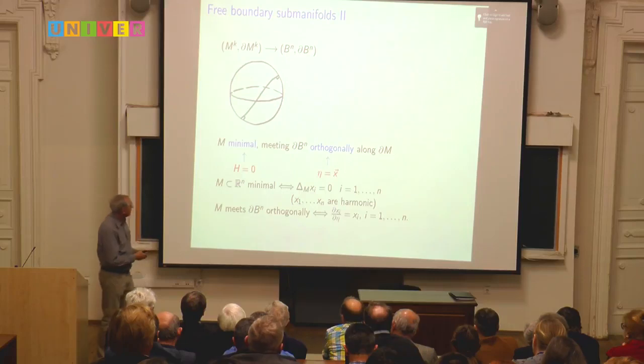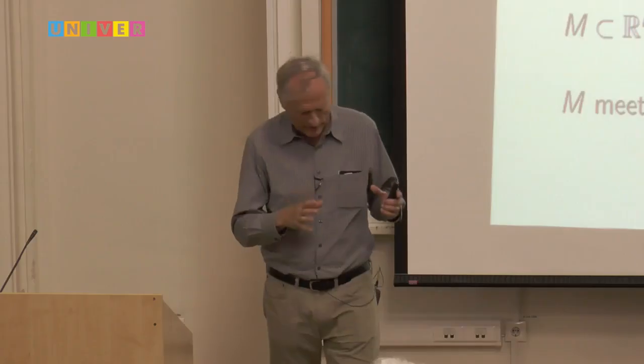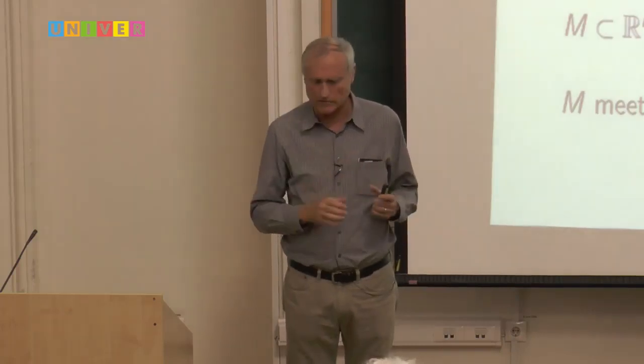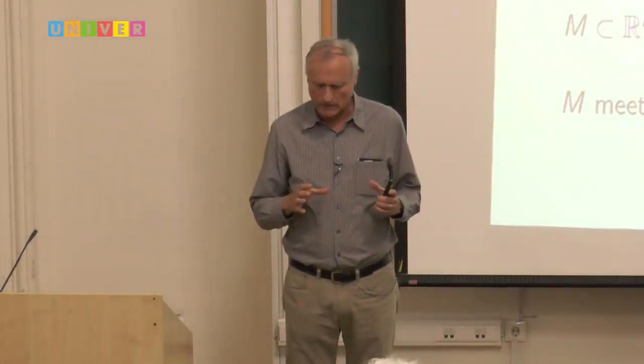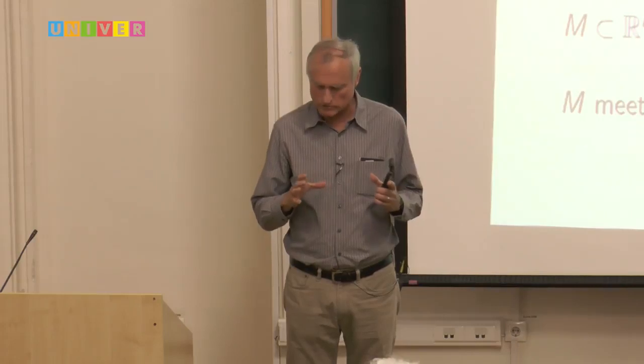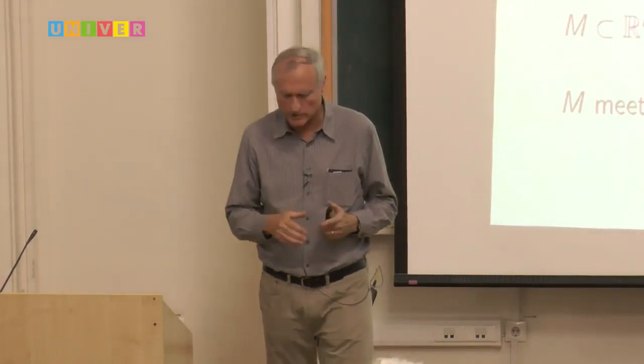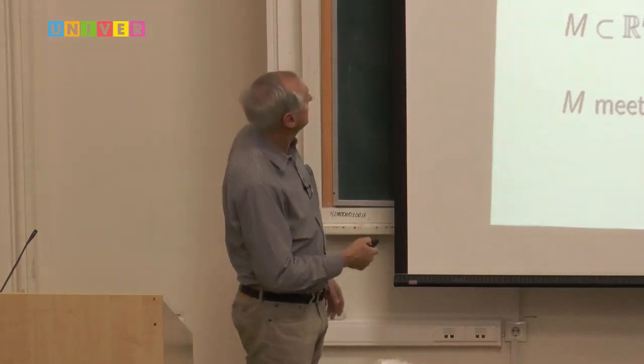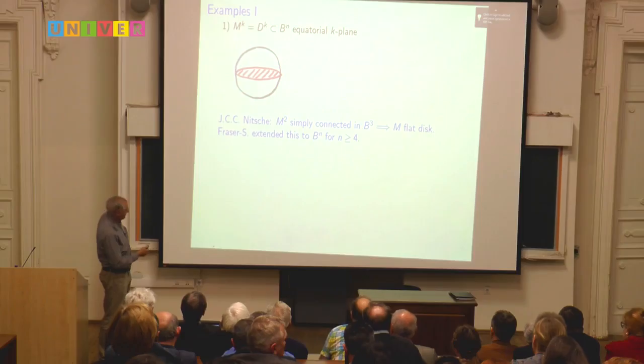Okay? And so these geometric properties, the fact that the surface is minimal and the fact that it meets orthogonally, exactly translate into the condition that the embedding functions, or the coordinate functions, are Steklov eigenfunctions with eigenvalue 1. Okay, and so let me give some examples.